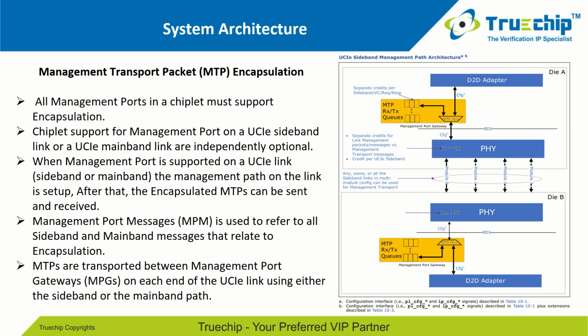Here we can see the diagram of the UCI sideband management path. We can say that management transport packet encapsulation is a technique to transmit the management transport packet through the different layers of the UCI. Moving further, management port messages is used to refer to all the mainband and sideband messages. The MTPs are transported between management port gateways on each end of the UCI link using either the sideband or the mainband path.